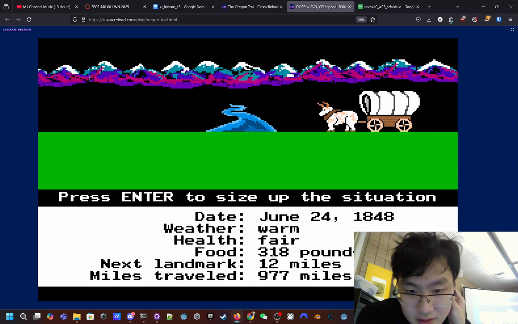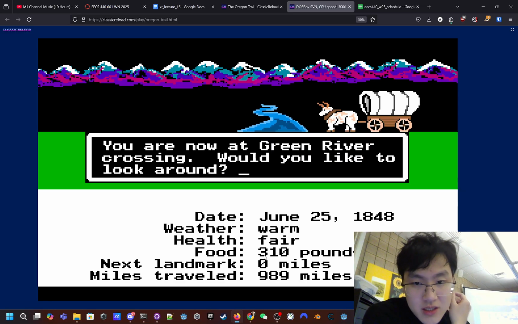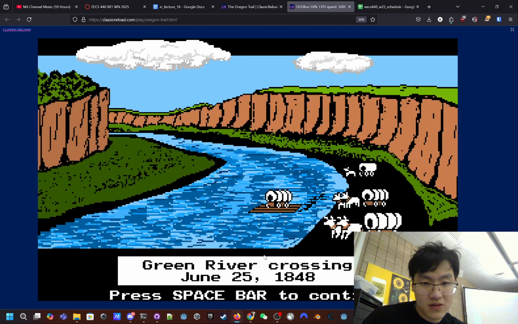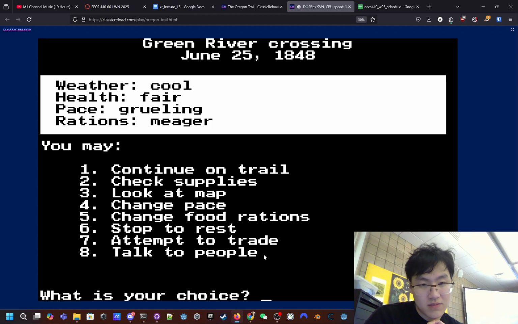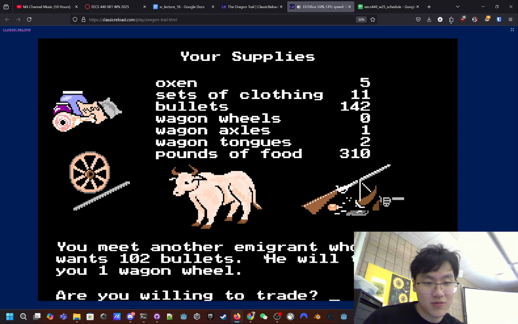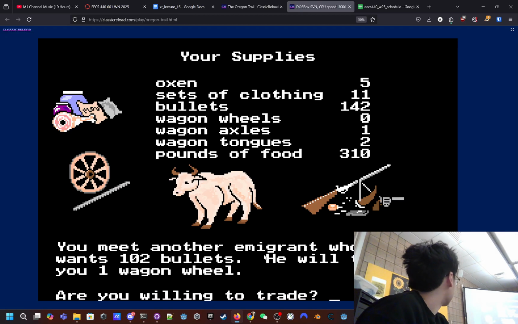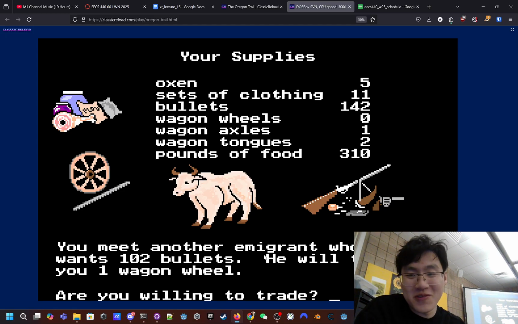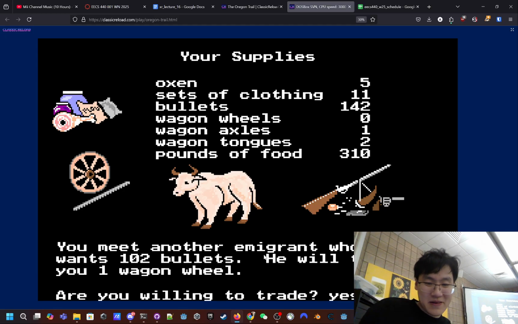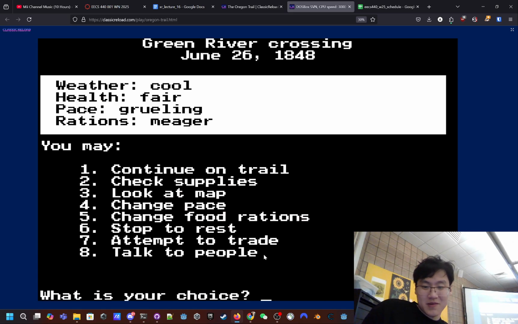How much food? 300-ish. Maybe we can just attempt to trade again, see what we have. He wants 102 bullets. He will trade you for 1 wagon wheel. Will we take that trade? Do we need a wheel? We probably do, right? Yeah, you don't have any more. Maybe we should take the wheel. You break another wheel, you're in big trouble. Yeah. Let's take a wheel.